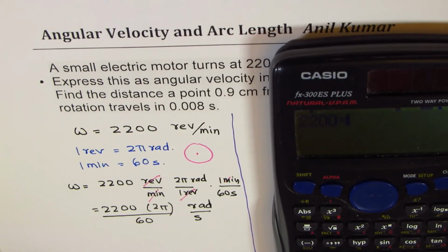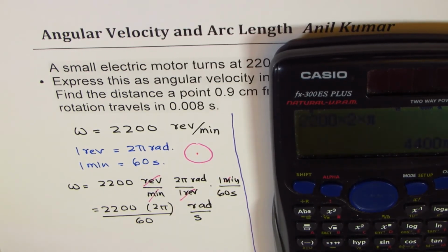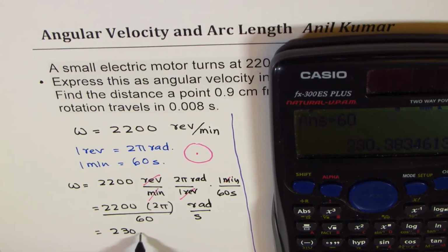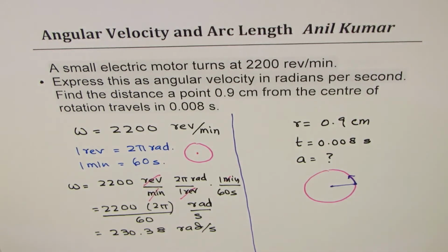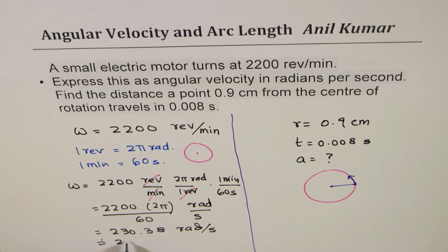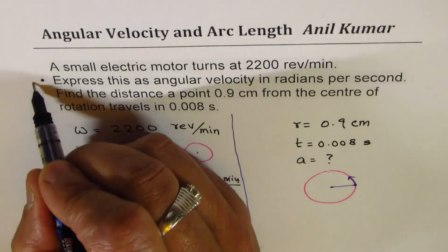2200 times 2 times pi, and then we'll divide by 60, equals, so let's get the exact value, the rounded value. Which is 230.38 radians per second. Do you see that? So let's round it to the whole number, which is 230 radians per second, correct? Okay. So we got the angular velocity. So we've done part 1.